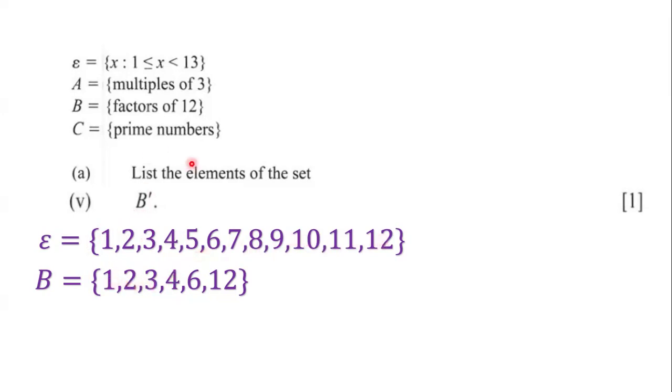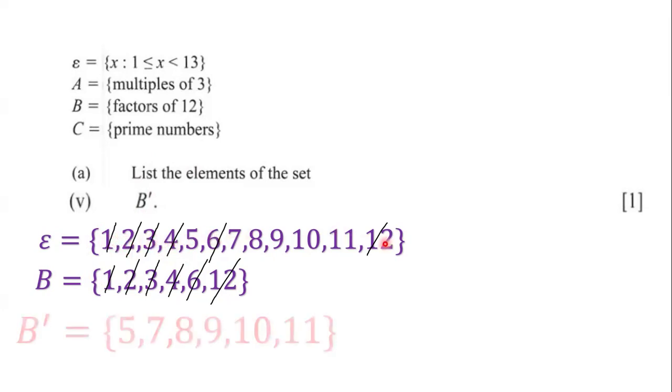And B is the factors of 12. And so we just have to eliminate all of the elements of B from the universal set. So that's 1, remove 2, 3, 4, 6, and 12. And so what are we left with? We are left with 5, 7, 8, 9, 10, and 11.